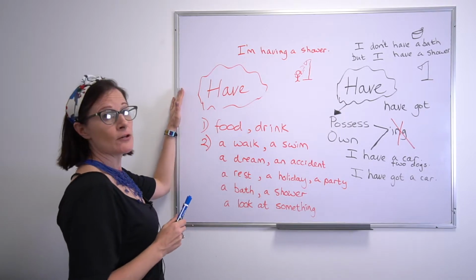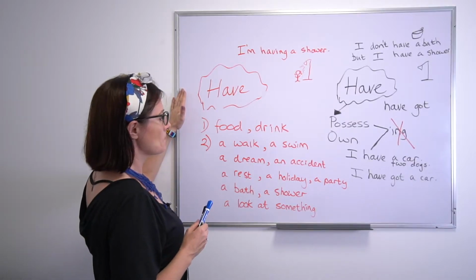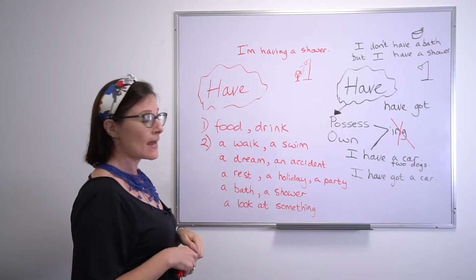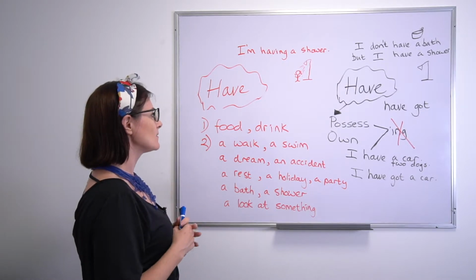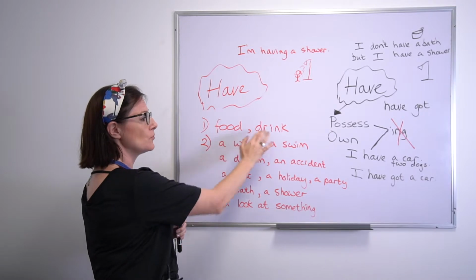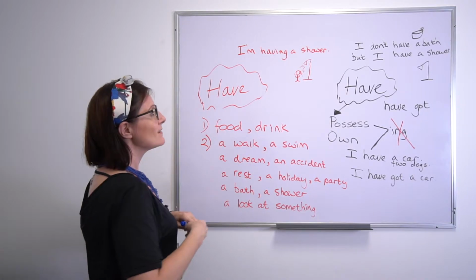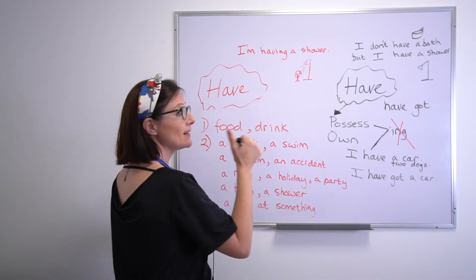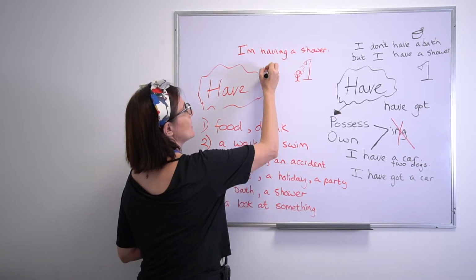Have can also be used in a dynamic way. When it's used in a dynamic way, it often means that we are eating or drinking, so we use it a lot with food or drink. When it is used in a dynamic way, it can have ing.